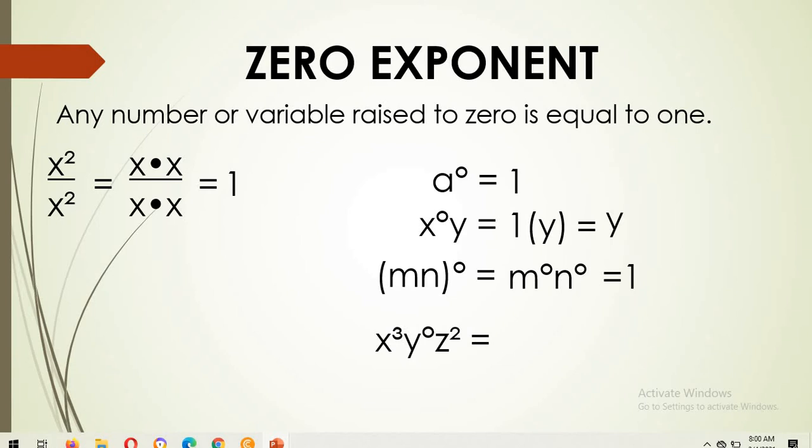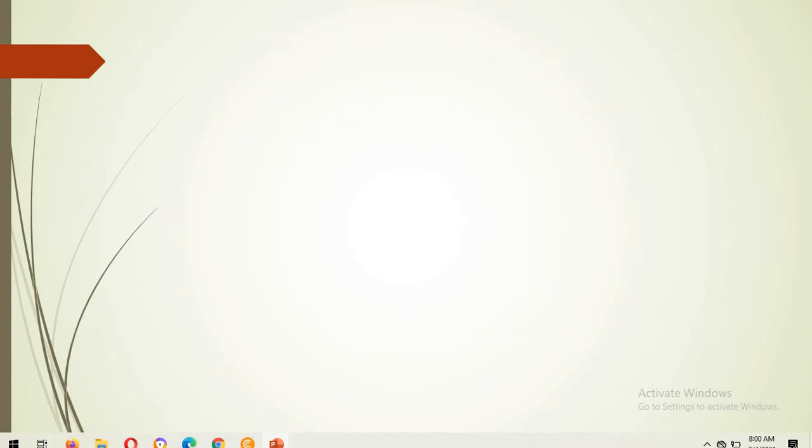Next is, eto na. Pinaghalo-halo na, may pinaghalo na siyang positive exponent and zero exponent. So, we have x cubed, y raised to 0, z squared. So, kung mapapansin nyo, yung may 0 doon, yung y. So, automatic, yung variable na y is 1 na. So, we have x cubed 1, z squared. So, your final answer is x cubed, z squared.